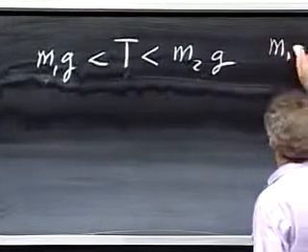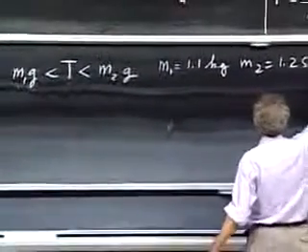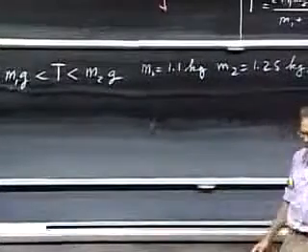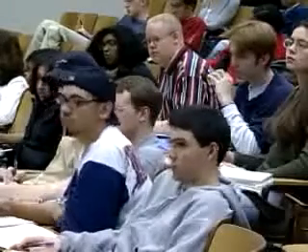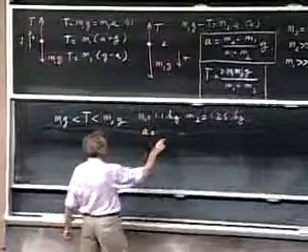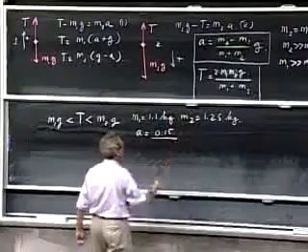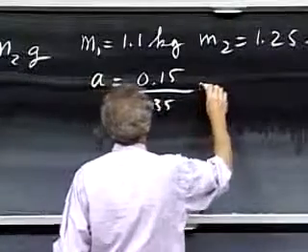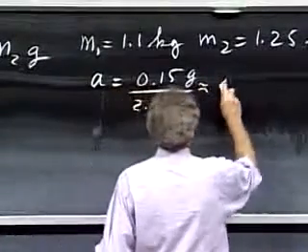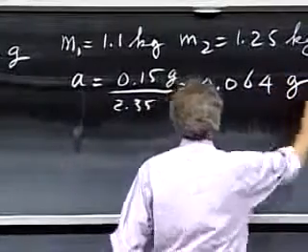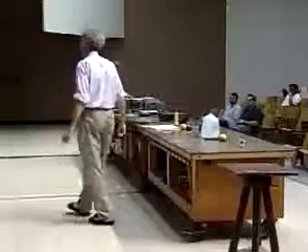Let M1 be 1.1 kilograms, and let M2 be 1.25 kilograms. Frictionless system, and the string has a negligible mass. What is the acceleration, A, of the system? I get M2 minus M1, that is 0.15, divided by the sum, which is 2.35, and that is approximately 0.064 g. It's about 1/16 of the gravitational acceleration. So it's a very modest acceleration.